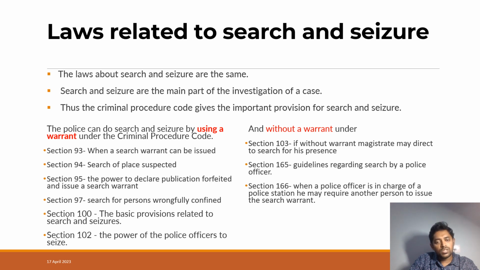Thus, the Criminal Procedure Code gives the important provisions for search and seizure. The police can do search and seizure by using a warrant under CrPC. Section 93, when a search warrant can be issued. Section 94, search of a place suspected. Section 95, the power to declare publication forfeited and issue of search warrant. Section 97 says search for persons wrongfully confined.